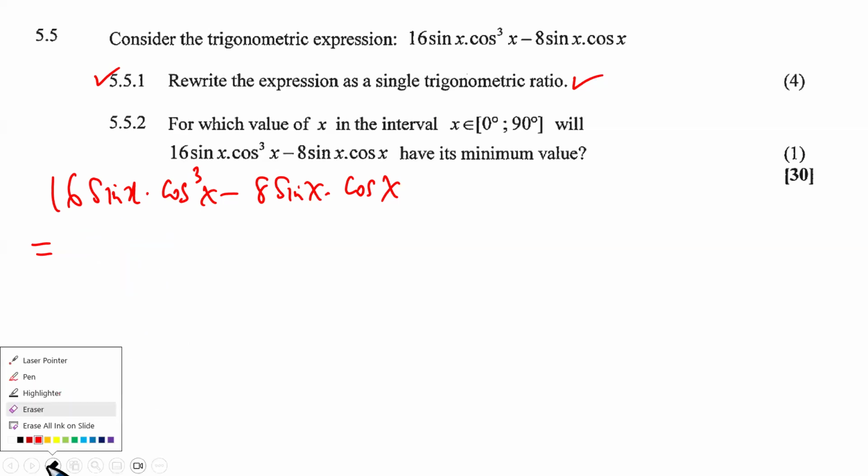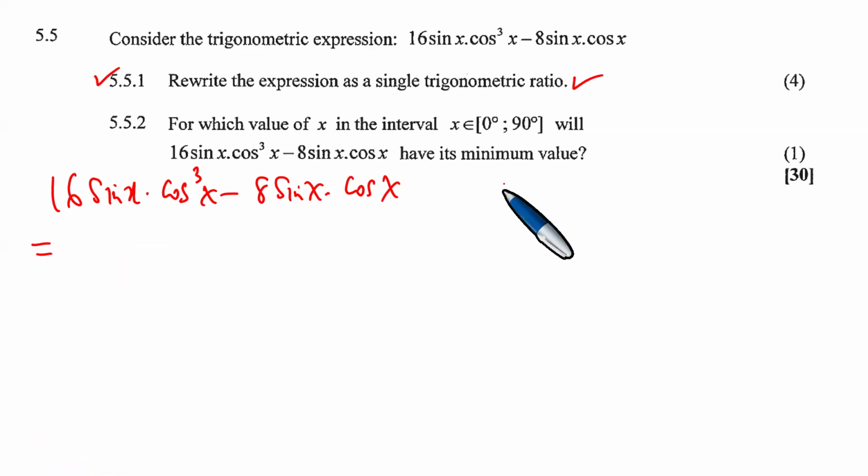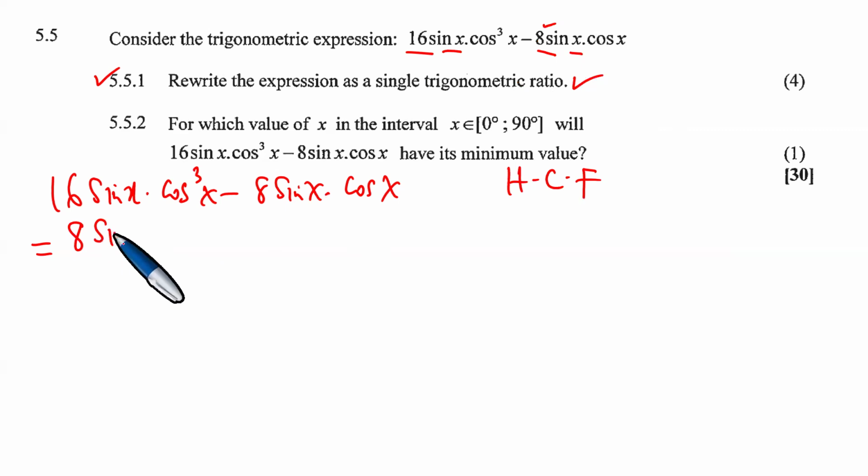First things first, we need to simplify this expression. We go to our old friend, the HCF, the highest common factor. What is the highest common factor of 16 and 8? The biggest one, it's 8. So we can take out 8. But now we need another common factor. We can take out sine x. We want the highest common factor, so looking at cosine x and cosine cubed, we can take out cosine x.